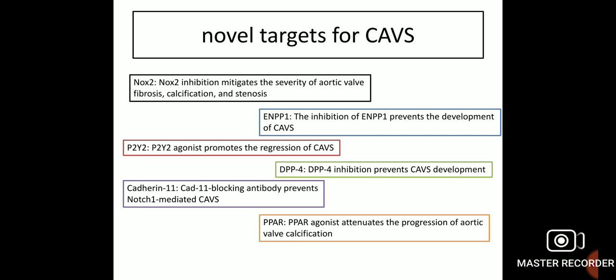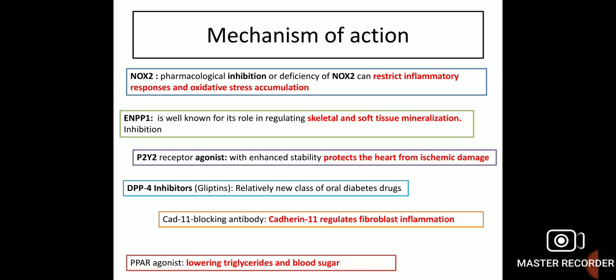DPP4 inhibition prevents CAVS development. Then cadherin 11 blocking antibody prevents Notch1 mediated CAVS. Then PPAR agonist attenuates the progression of aortic wall calcification. So we will further see how all this works. So in detail we will see all these things.